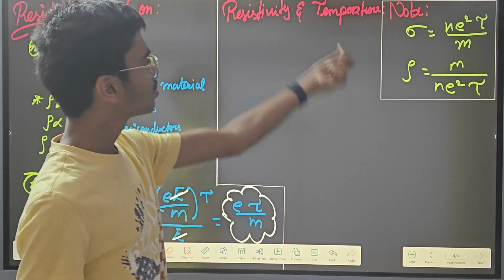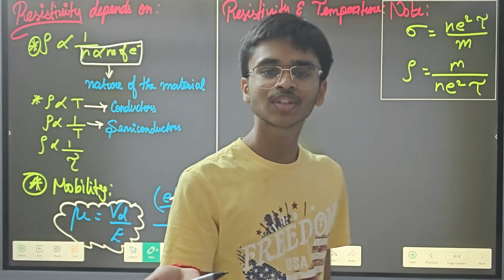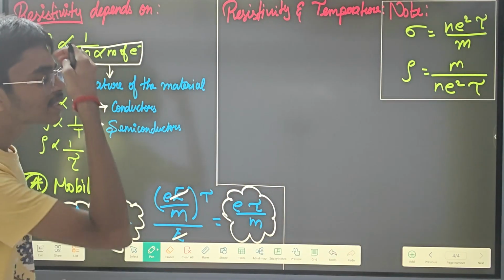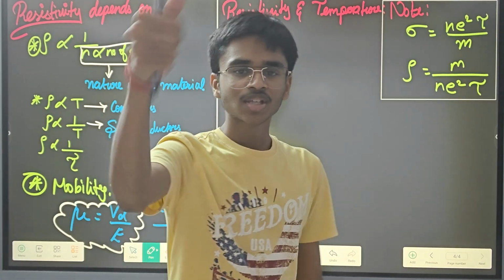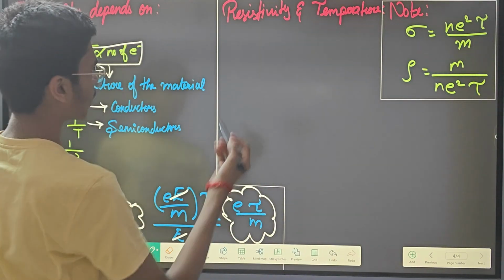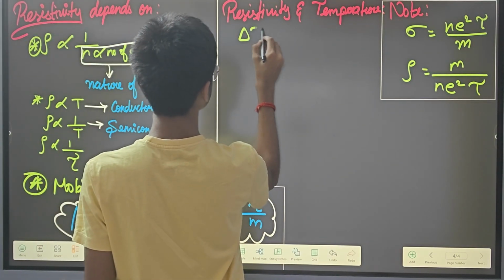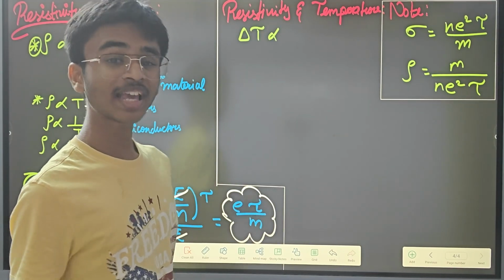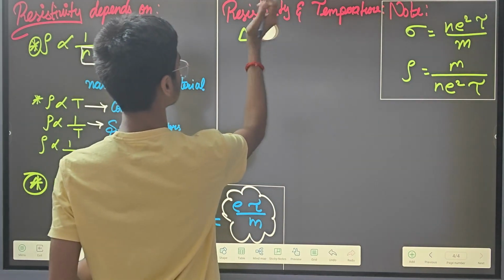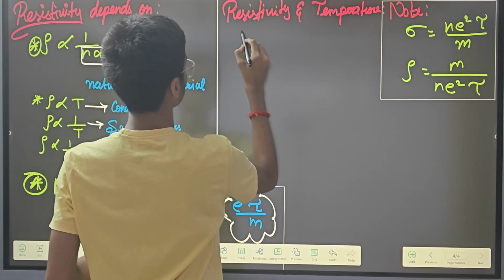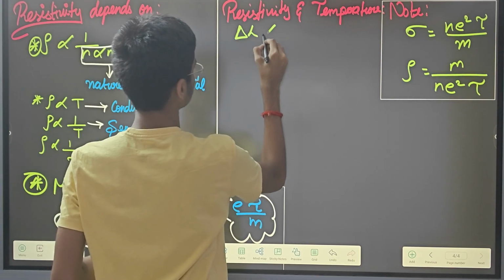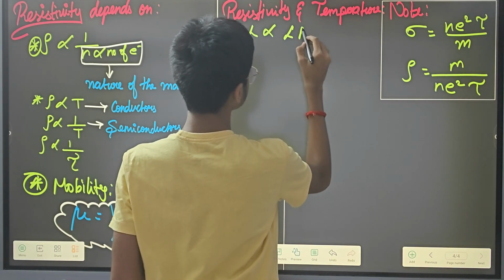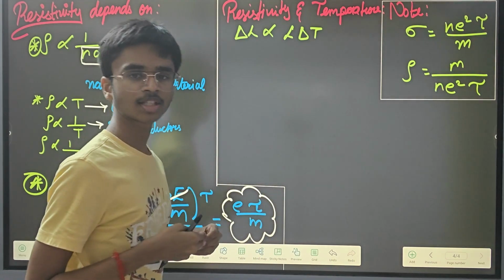Okay, so resistivity and temperature. If in your class 11th you have studied RLS, then this topic will be very easy for you. Coming back to the concept, change in temperature is directly proportional to change in length, which is directly proportional to original length. Change in length is directly proportional to original length into change in temperature.